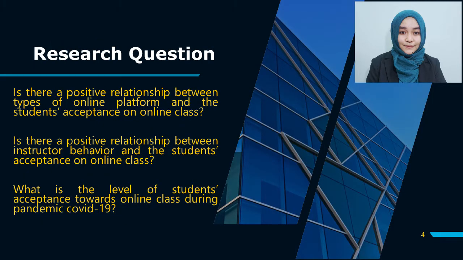Research questions. First, is there a positive relationship between types of online platform and the students' acceptance of online class? Second, is there a positive relationship between instructor behavior and the students' acceptance of online class? Third, what is the level of students' acceptance towards online class during the COVID-19 pandemic?